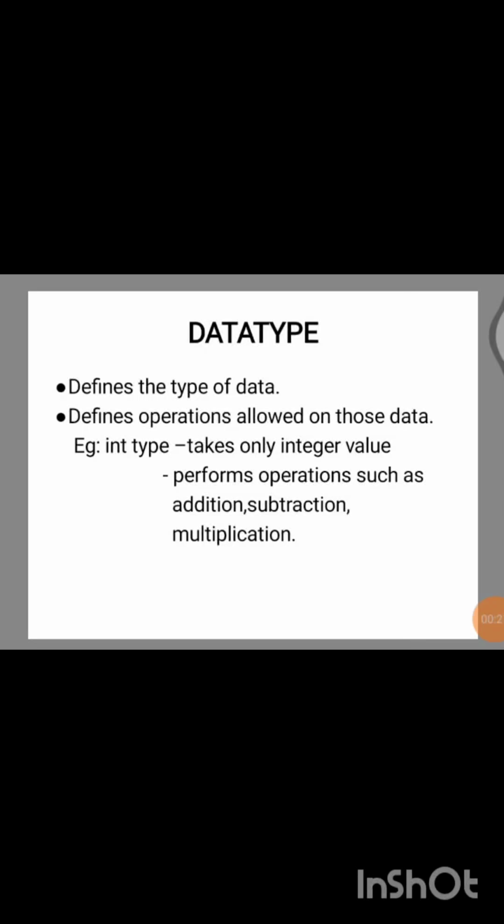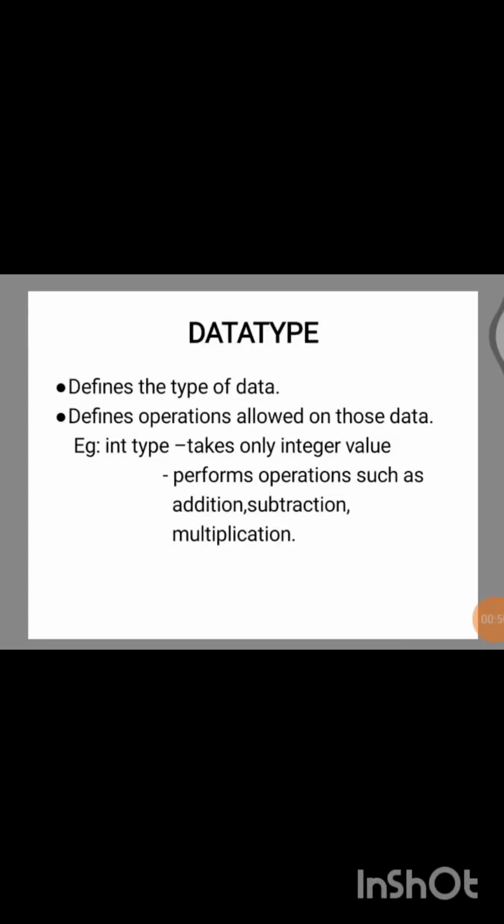Data types do two things. They define what data you are working with and the associated operations. For example, if you consider integer values, we can do addition, subtraction, like that. If you are taking string values, you can do operations such as concatenation, copy, like that.